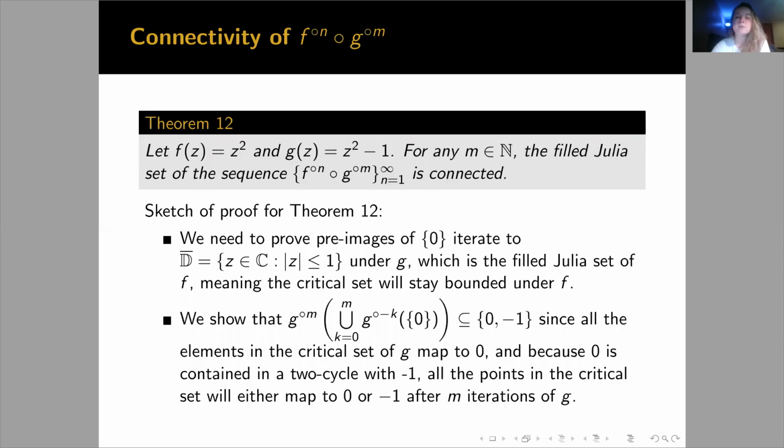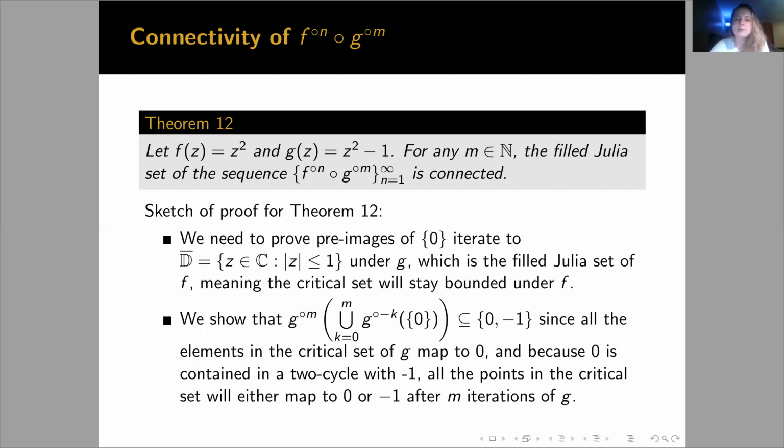So in my thesis, we proved that for the functions f and g for any natural number m, the Fatou-Julia set for the sequence f^n of G^m is connected. We did this by proving that the preimages of 0 under G are contained in the closed unit disk, which will make them bounded under F. We did this by showing that G^m of all the points in the critical set of G will either be 0 or -1, since all the elements in the critical set of G map to 0, and 0 was contained in the 2-cycle with -1.